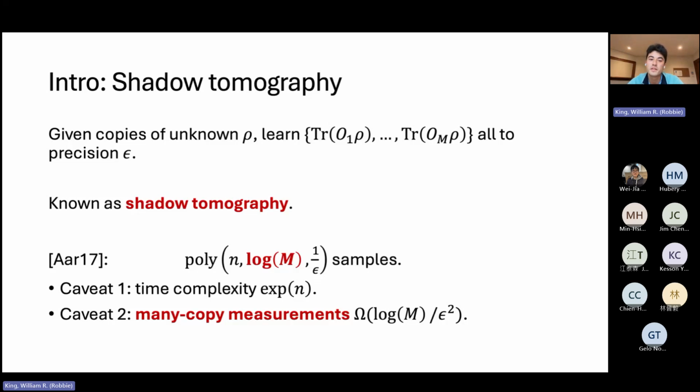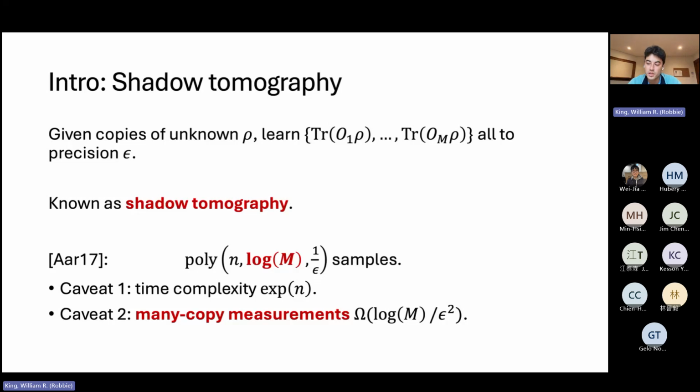And the reason it doesn't is because there are two major caveats to Scott Aaronson's original shadow tomography procedure. The first is that the time complexity of his protocol is explicitly exponential time. So you have to manipulate these 2 to the n by 2 to the n density matrices in classical processing, which we want to avoid. And the second caveat is that his protocol involves taking all of your copies of the quantum state and doing an operation which is entangling on all of them.